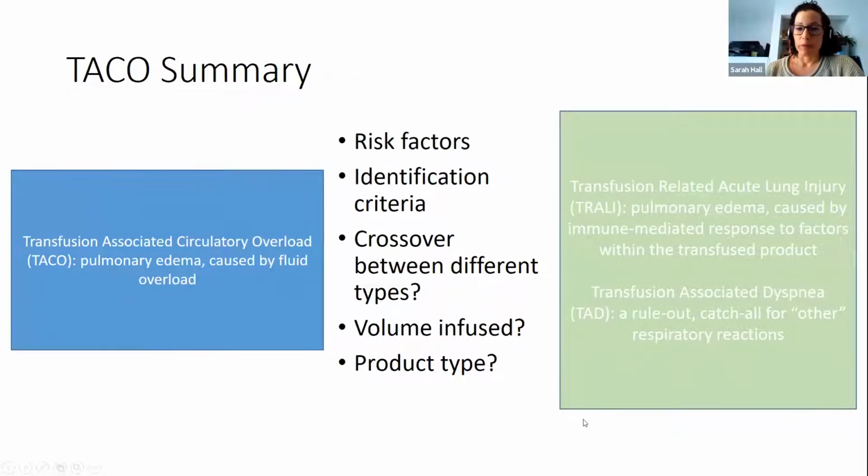So just to summarize, when we're trying to determine, is this a TACO? Is it a different kind of respiratory distress reaction, or is it maybe not related to transfusion at all? We're taking into account patient risk factors. We're looking at the identification criteria. Is there a crossover between different product types? For example, the RBC reaction I discussed where there was a venofer infusion at the same time. We're looking at how much volume was infused, not necessarily to rule things out, but it does help to understand better what actually happened. And we're also looking at what type of product was used.